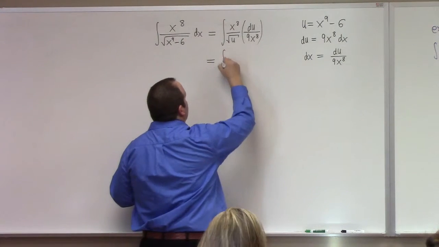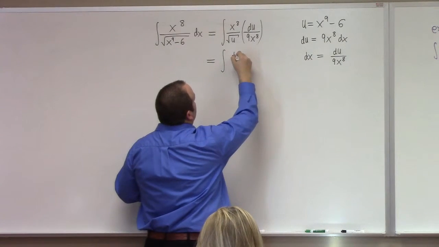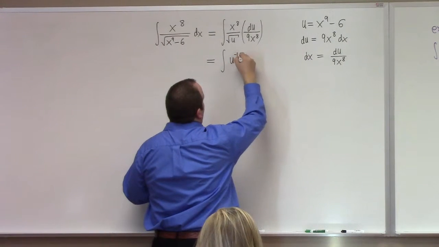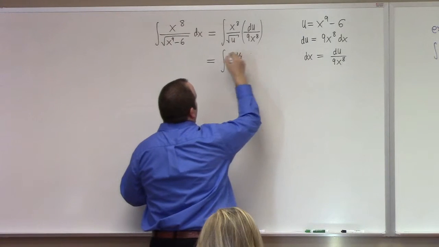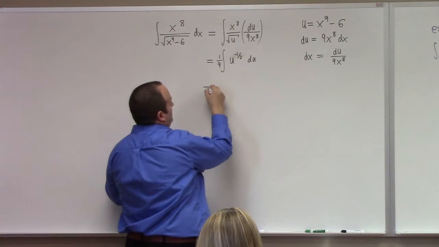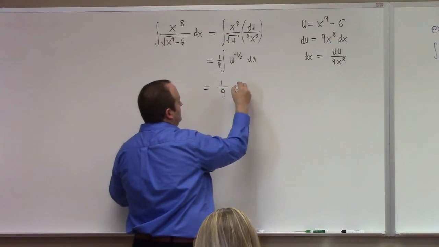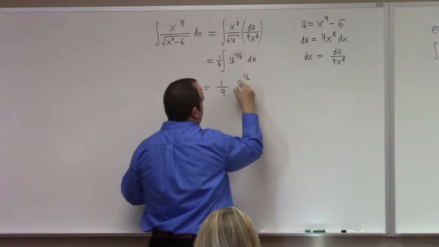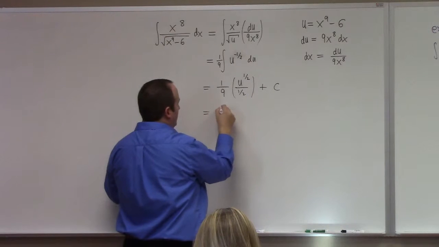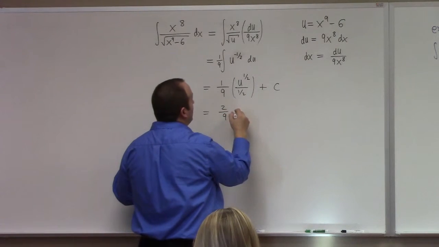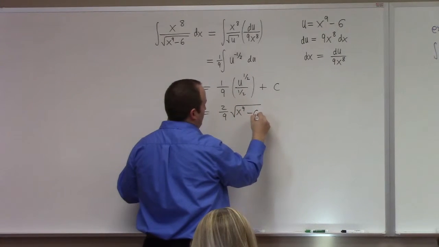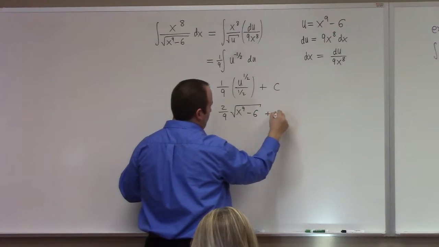I digress. Integral of du, let me write it this way. This is the integral of u to the minus 1/2, right? Times, well, I'll bring the 1/9 outside, du. So that's 1/9 u to the 1/2 over 1/2 plus a constant. In other words, 2/9 times the square root of x to the 9th minus 6 plus a constant. And there you have it.